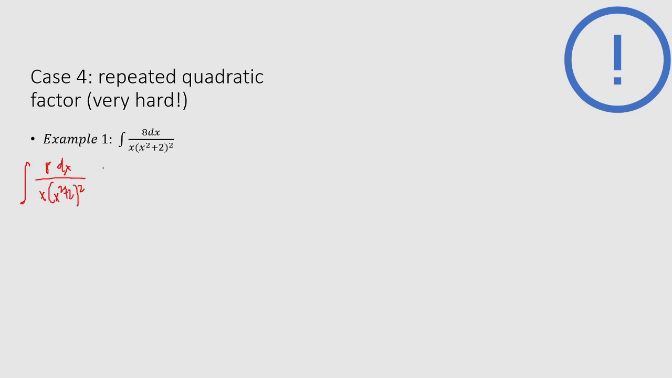So that's it, right? So that's A over x plus Bx plus C over x squared plus 2 plus Dx plus E over x squared plus 2 squared. It's a bit high because you are going to get A, B, C, D, and E. There are 5 coefficients that we are going to look for. Okay? So we'll multiply both sides with the common denominator.